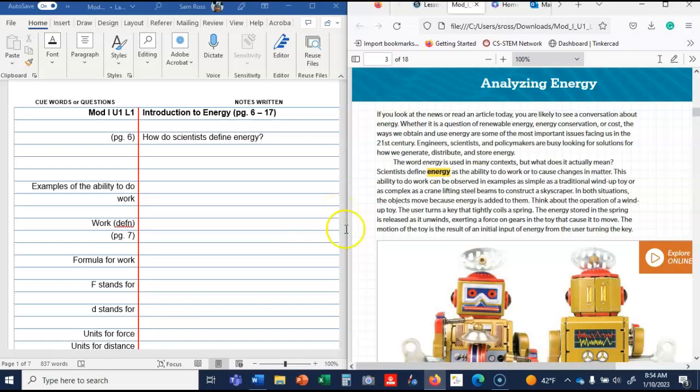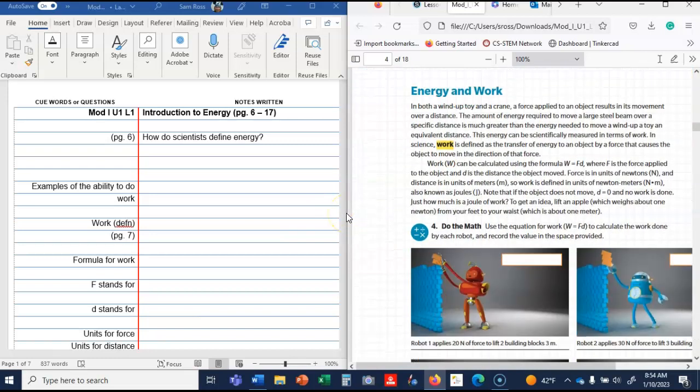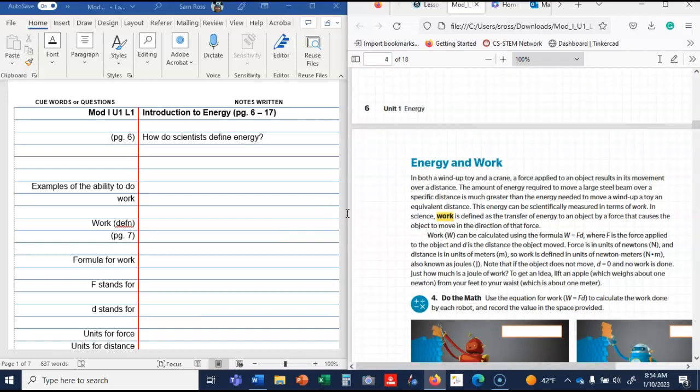And then we have the definition of work, but that says it's on page 7. So let's go down, that's page 6. Here's page 7. Work is defined as the transfer of energy to an object by a force that causes the object to move in the direction of that force. And you'll need to write all of that down.